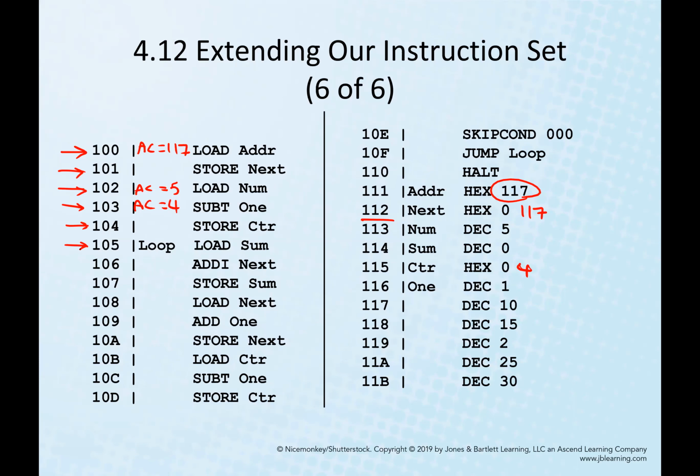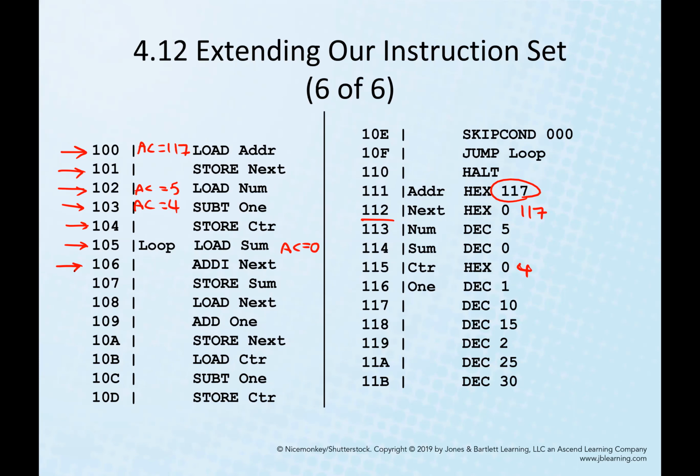105, load sum. Let's go to address sum. What is the value of address sum? 0. So what is the output of this instruction? Accumulator is equal to 0. So we say accumulator is equal to 0. Let's move to the next instruction.